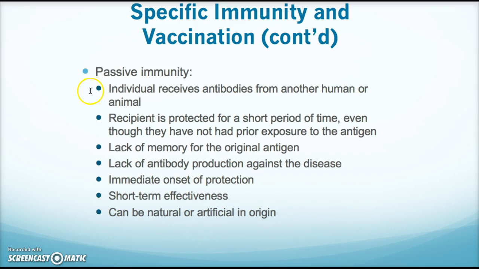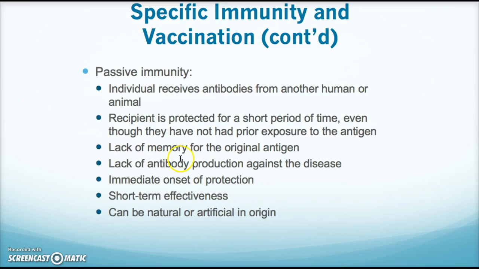We can also get passive immunity, in which individuals receive antibodies from another human or animal. So they're not actually making the antibodies, but they are given antibodies that will work against a particular antigen. In this case, the recipient of those antibodies will only be protected for a short period of time, even though they haven't had any exposure to the antigen before.